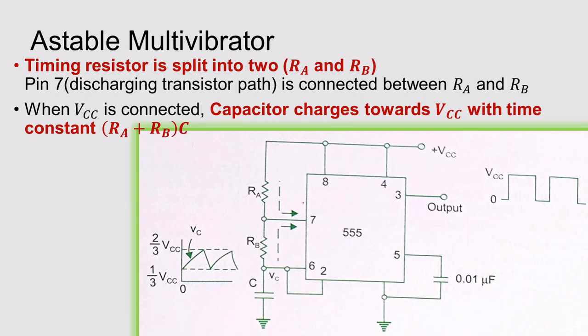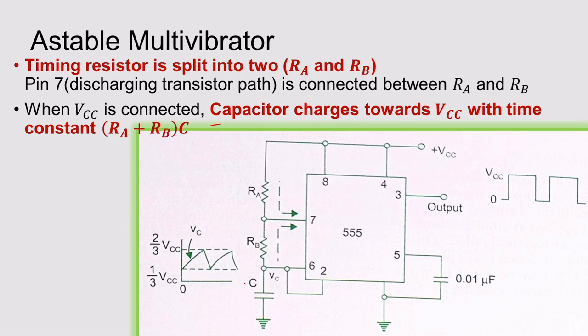When you look at this slide, what is the major difference that we will see in the astable? The first observation is your timing resistor. In the monostable, the timing components are R and C, but here the R is split into RA and RB. The reason behind everything will be seen in the working principle.